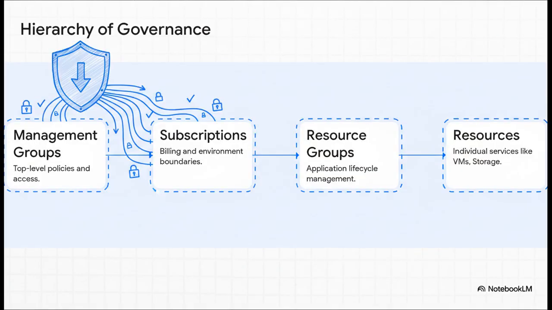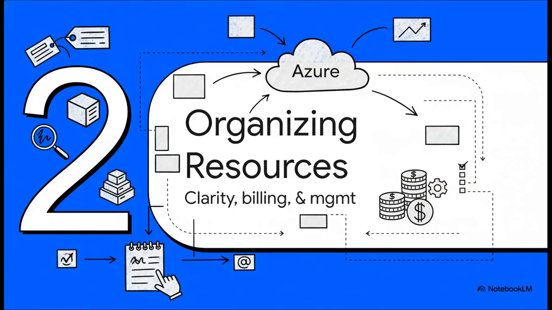And here's where the magic really happens. Inheritance. Any rule you set at a higher level just automatically flows downhill. A policy at the top, at the management group level, is enforced on every single subscription, resource group, and resource underneath it. This is how you get consistent governance at scale without having to micromanage absolutely everything. It's a game changer.